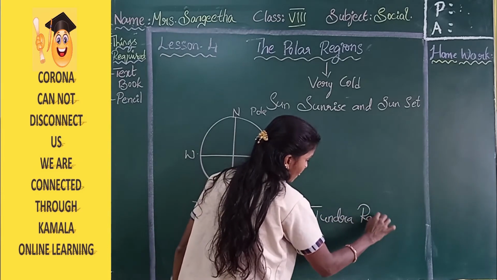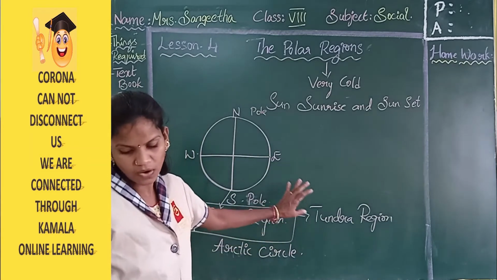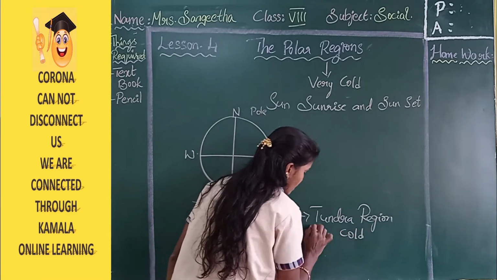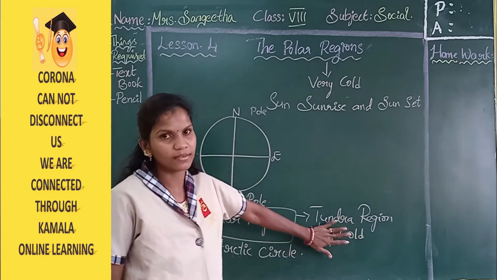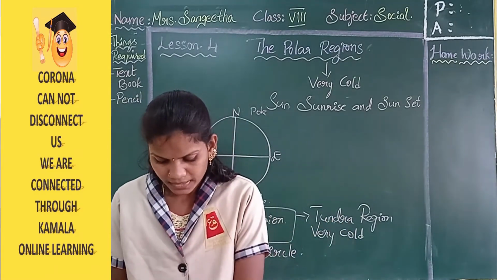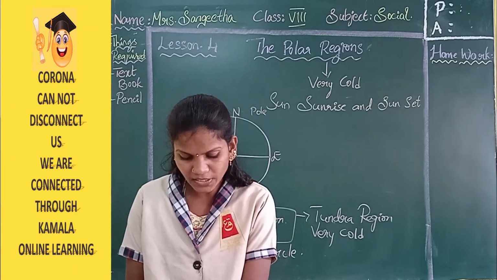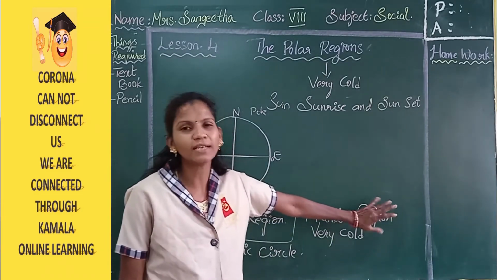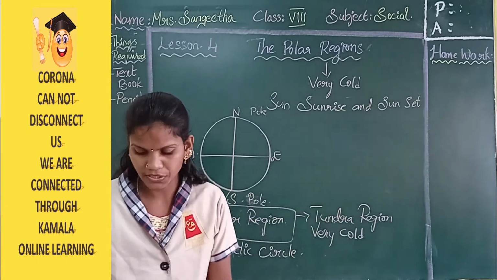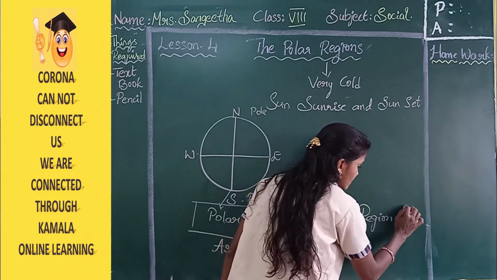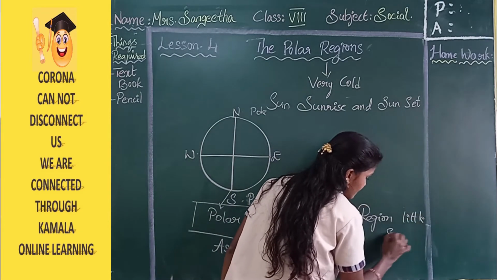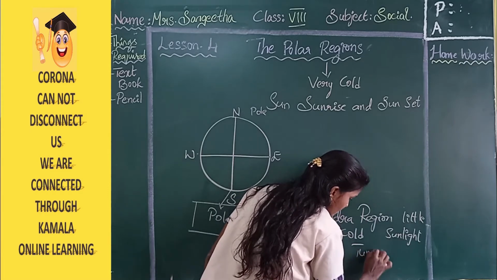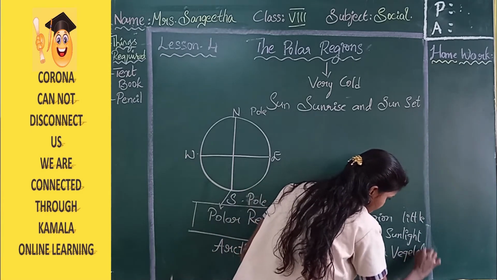Tundra region. Okay, this is called as Tundra region. Tundra means very cold place. It will be very cold. Since the tundra region gets very little sunlight, it has a unique type of vegetation known as tundra vegetation. In tundra region, there will be only a little sunlight, and that is called as tundra vegetation.